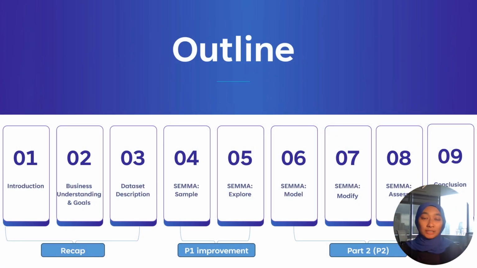Before we move on to the detailed presentation, allow me to recap the overall project progress, where in Part 1, we have covered the first two phases of the SEMA method, which are sample and explore, and for this Part 2, we'll be presenting the results for the subsequent SEMA stages.